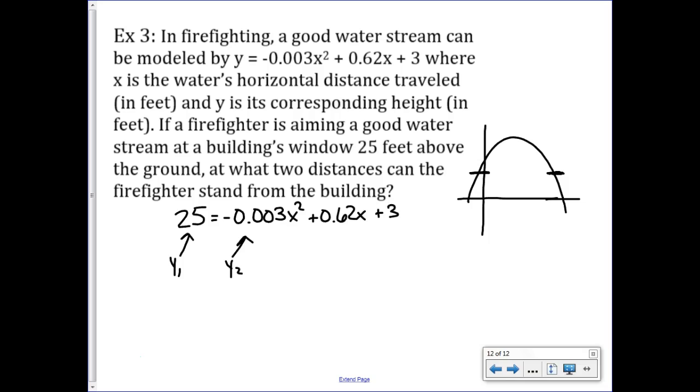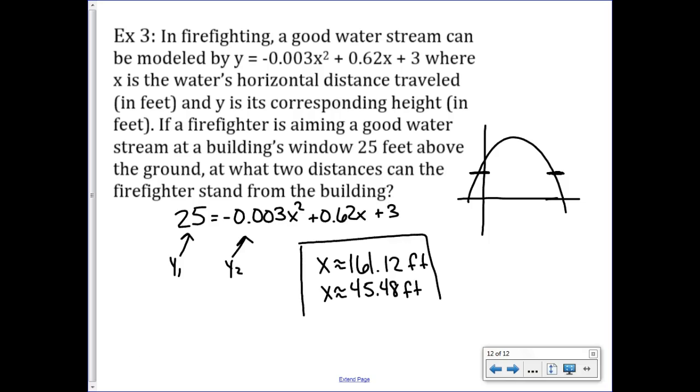You get as your answers then, either way you do it, x is approximately 161.12 feet, or x is approximately 45.48 feet. Let me know if this is something we need to go over, how to put that in your graphing calculator. If you really want to try it with completing the square, I'm happy to work with you on that. But if you do not get those answers, let me know and we will talk through those in class.